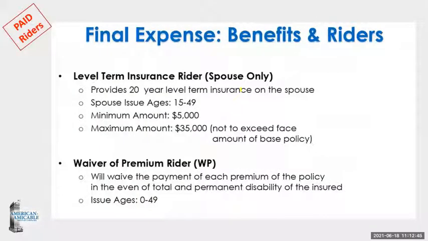And again, here's two more riders. They have a level term insurance rider, which is different for a final expense plan. And this is actually a 20-year term insurance plan on the spouse. They can get from $5,000 to $35,000, not to exceed the face amount of the primary insured on the base policy. But it's a nice little benefit that you can add on. And then they have the waiver of premium rider, but that's only for ages 0 to 49. For the final expense plan, from 50 on up, they don't offer that. And a lot of people that have final expense policies aren't working anymore, so it's not a big deal.